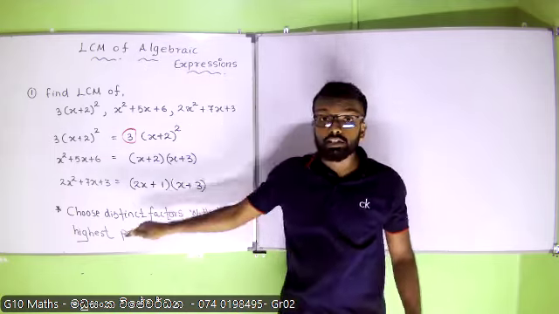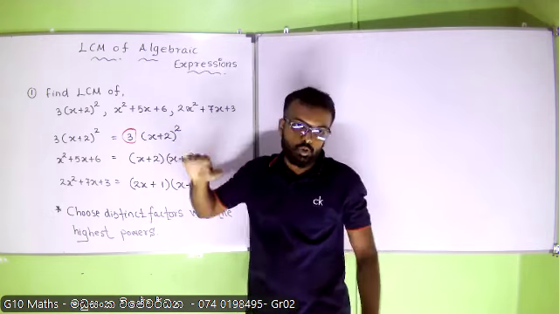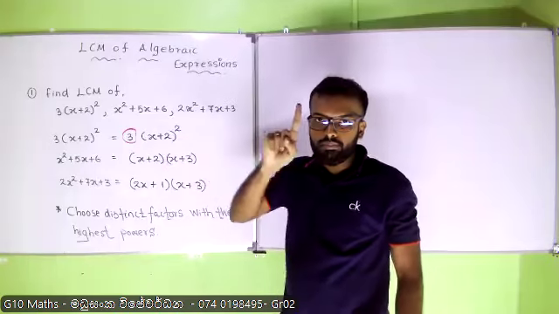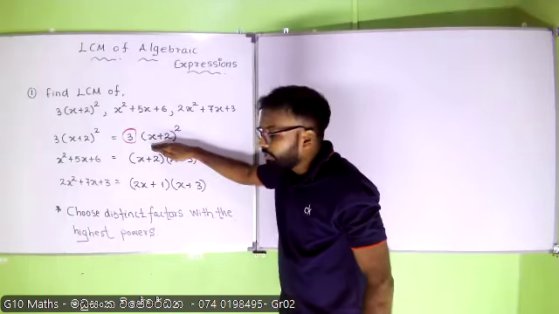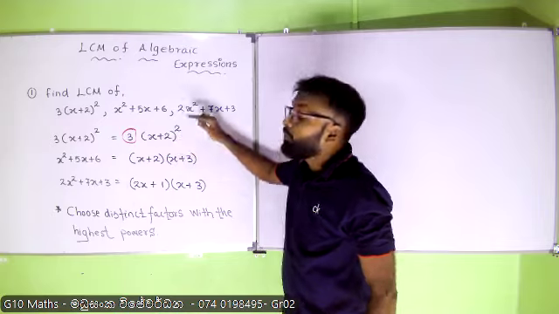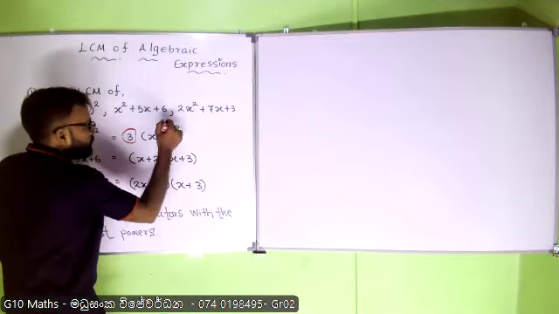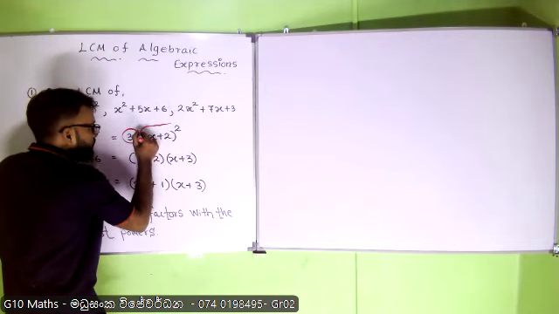Distinct factors with highest powers. Yes, we have x plus 2 here, but it is x plus 2 to the power 1. But we have the same factor here, x plus 2 to the power 2. So this is the distinct factor, x plus 2 to the power 2. I am going to choose it.